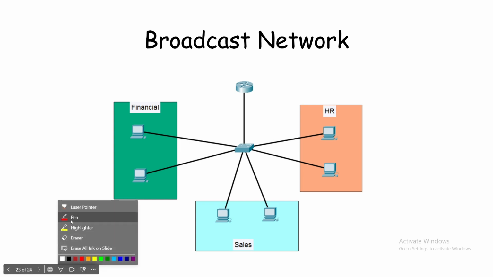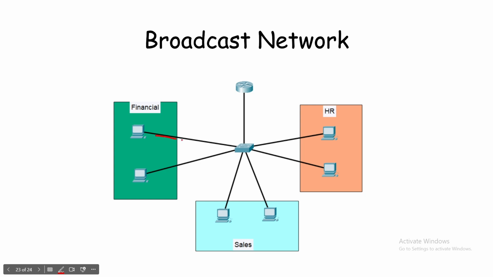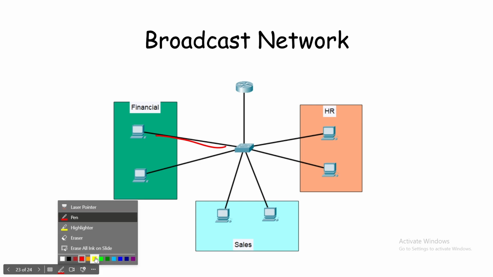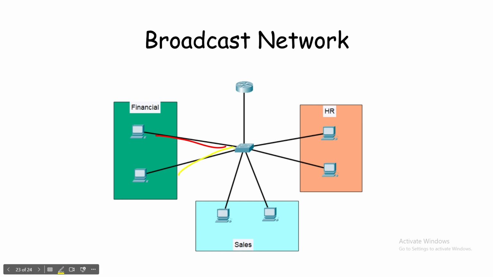So here the switch is receiving traffic from this port. Except for this port, the switch will flood the frame to all other ports. So all these are getting broadcast frames. And the router does not send the broadcast frame to another network. Because of this, we consider all these devices to be under one broadcast domain, which is a LAN.